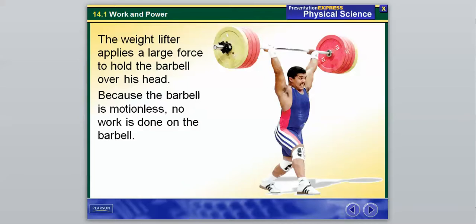However, because the barbell is motionless, he is actually not doing any work on the barbell. So even though he is holding it, and in the everyday sense we would assume that he's doing a lot of work in order to hold that barbell up, from a physics standpoint, from our technical definition of work, he is actually doing no work whatsoever. And we're going to explain why that is true momentarily.